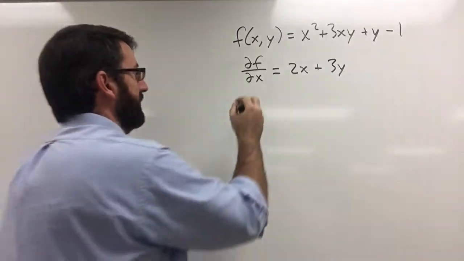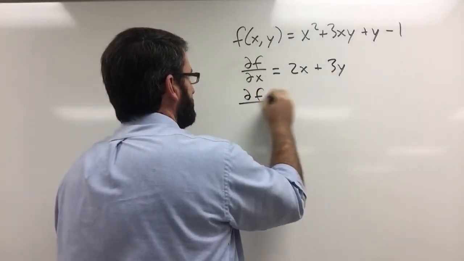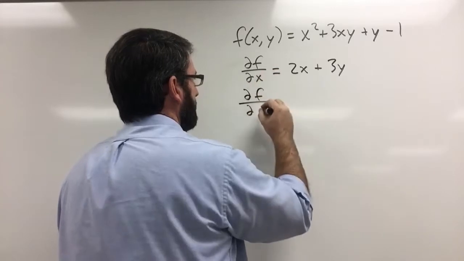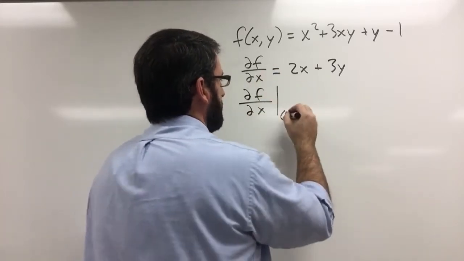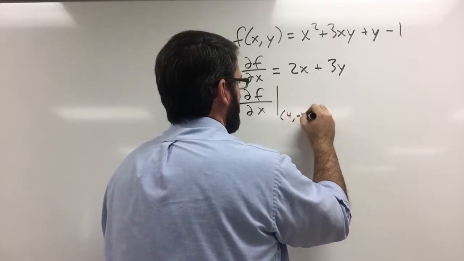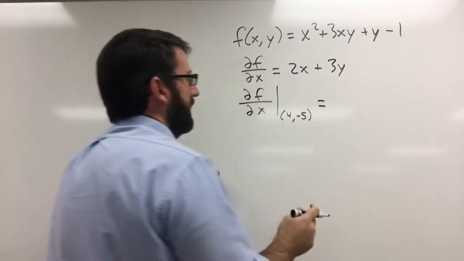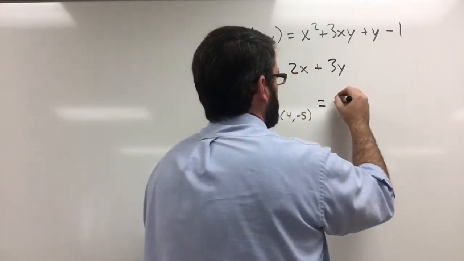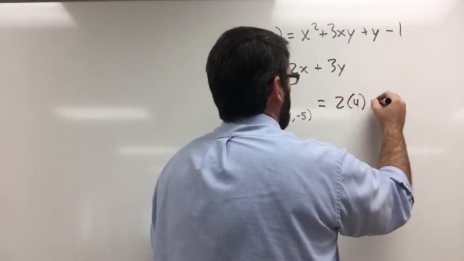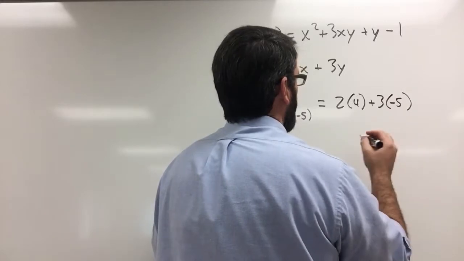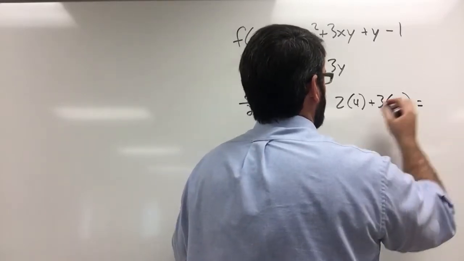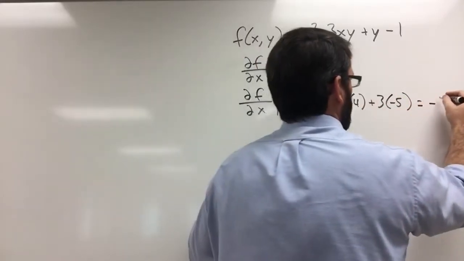Now let's evaluate that. So we have ∂f/∂x evaluated at this point (4, -5). So let's plug in 4 for x and -5 for y, and that's going to be equal to -7.